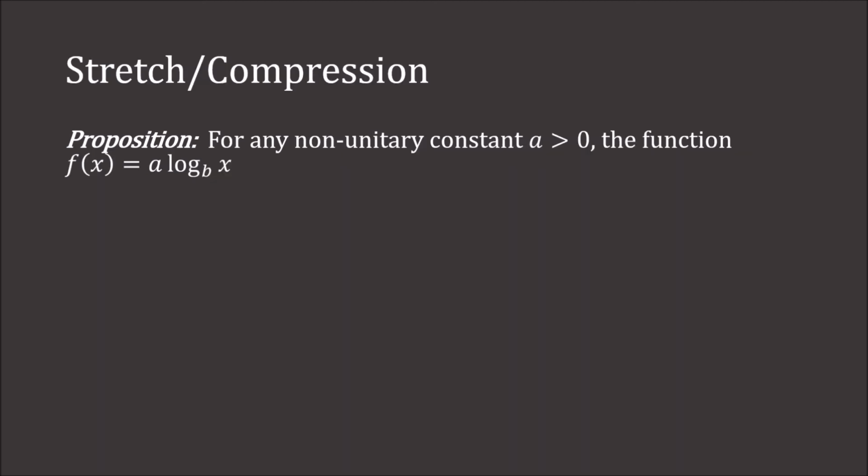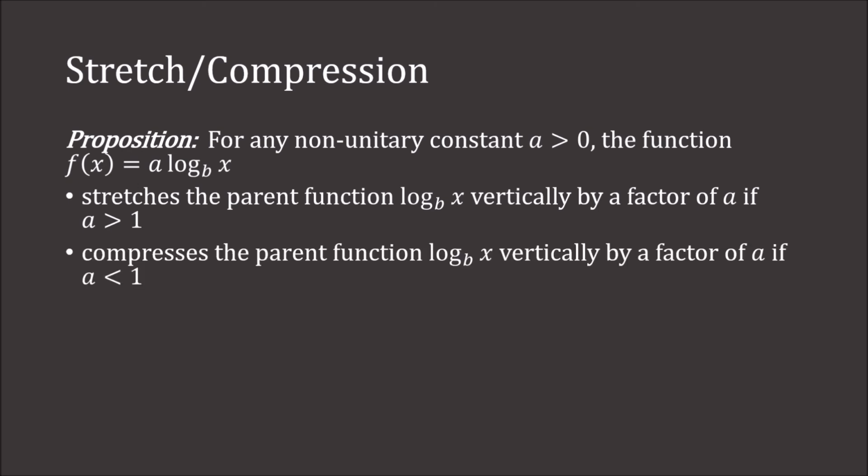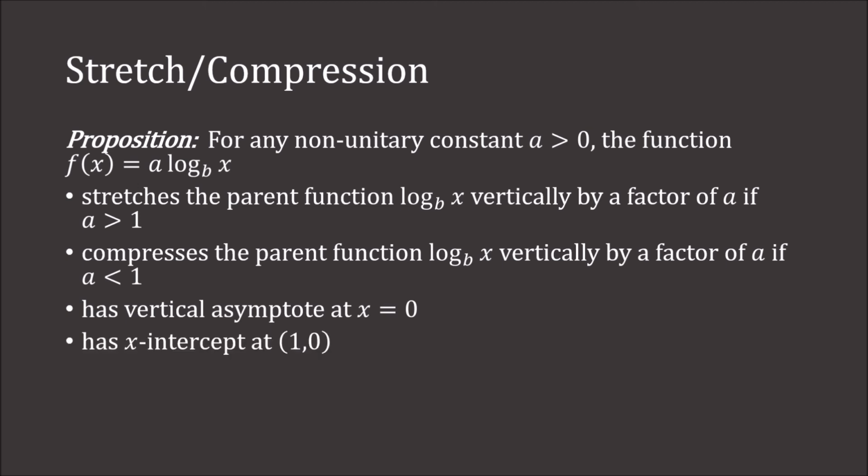Now for any non-unitary constant a greater than 0, the function f of x equals a times log base b of x will stretch the parent function log base b of x vertically by a factor of a if a is larger than 1. It'll compress the parent function vertically by a factor of a if a is less than 1. The vertical asymptote is still x equals 0. The x-intercept is still (1, 0). The domain is still all positive real numbers, and the range is still all real numbers.